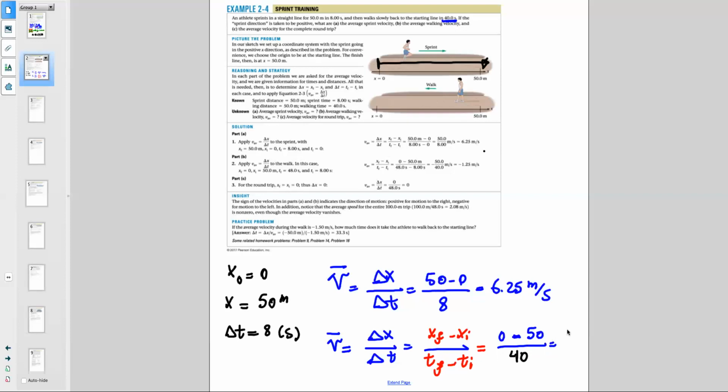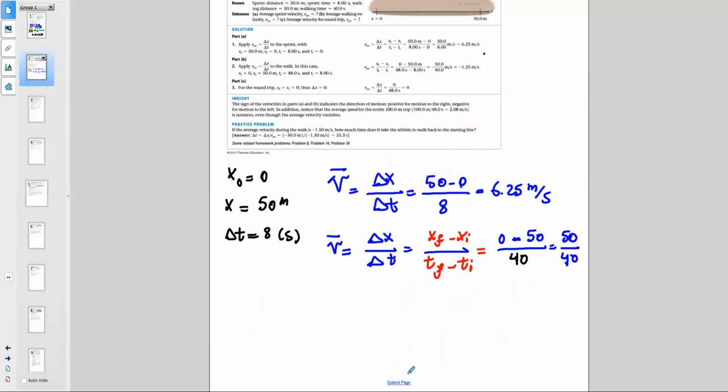So 50 over 40, 50 over 40. Okay, so I can cancel out this 0 and this 0, 5 over 4. So V bar is minus 5 over 4, because it's 0 minus 50. So minus 50 over 40, which is minus 5 over 4 right here. And then it is negative 1.25 meters per second.